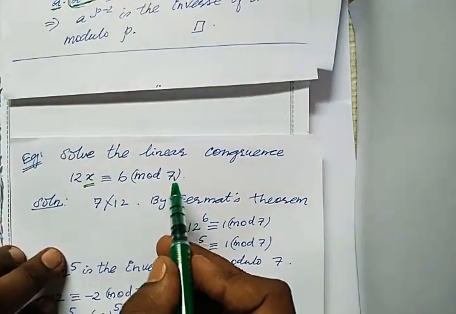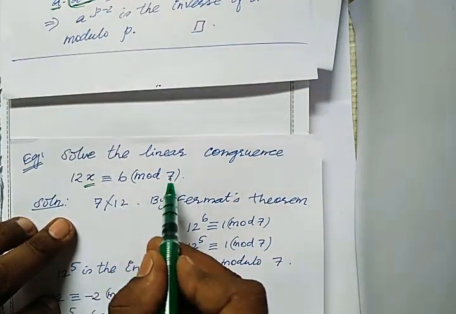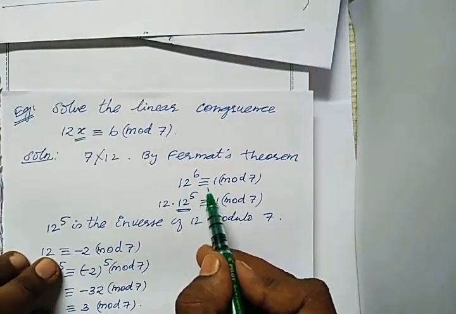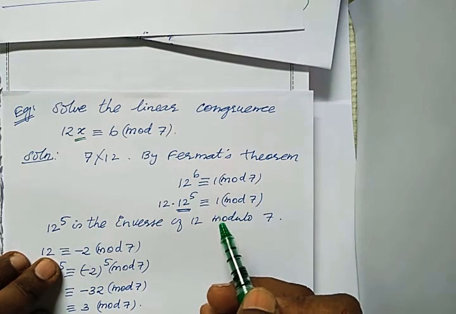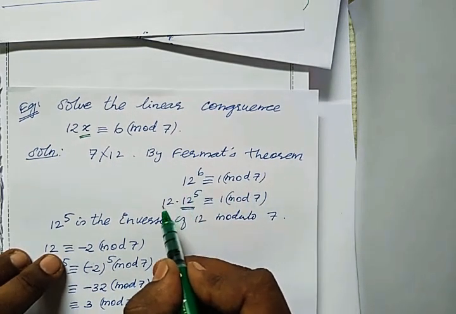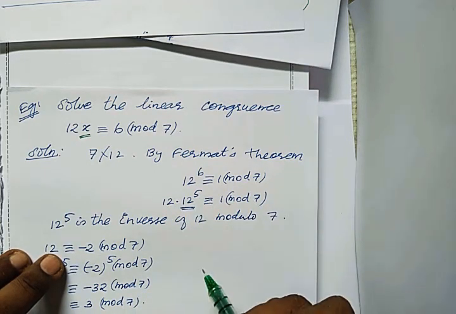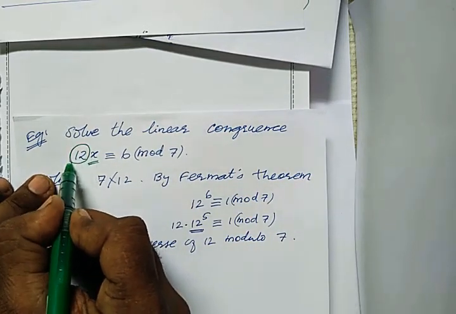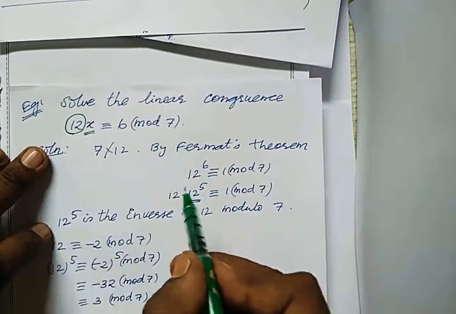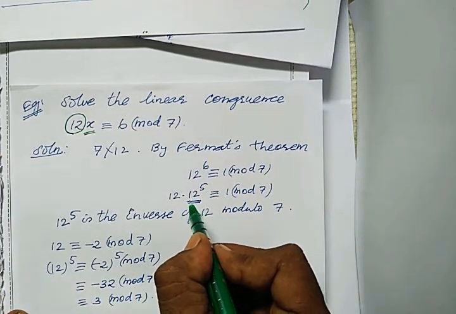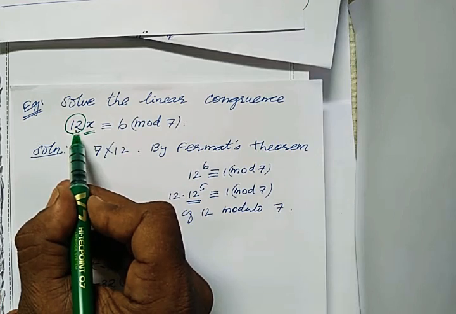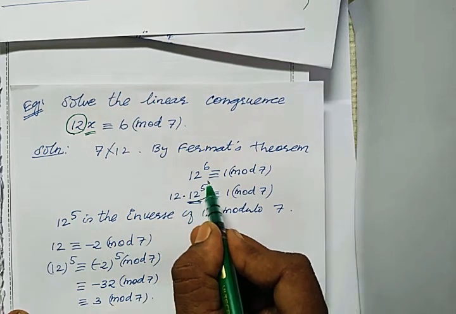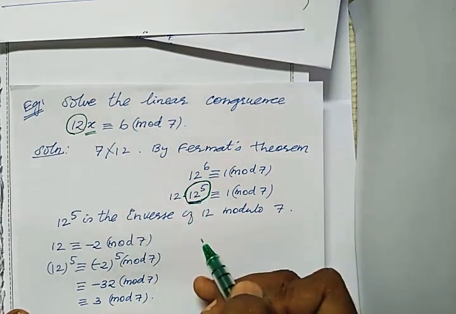So listen here, 7 does not divide 12. So by Fermat's theorem, we get 12 to the power 6 is congruent to 1 modulo 7. This can be written as 12 into 12 to the power 5 is congruent to 1 modulo 7. So we have found the inverse for this 12 modulo 7. What is the inverse of this 12? 12 to the power 5 only, modulo 7.